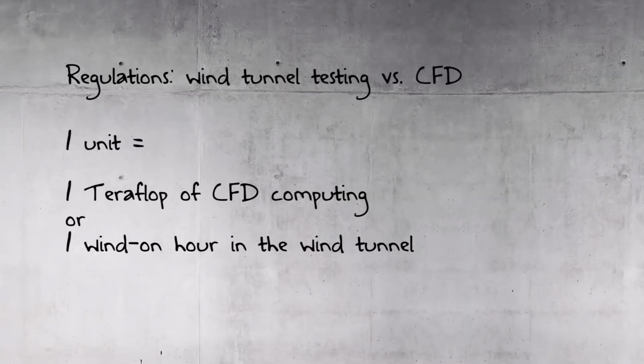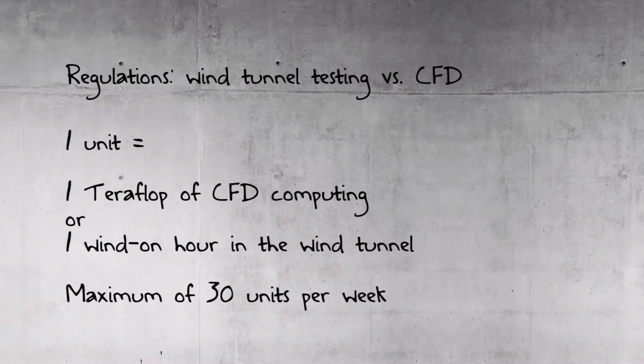Now, aero research is limited today both for the wind tunnel and for CFD. With CFD, we can only use a certain amount of compute capacity while we're doing our calculations, and the equivalent in wind tunnel terms is wind on hours. So the amount of time you spend in the tunnel with actually the wind running. And we can exchange between the two, and we add up what we call units. So we have a limit of 30 units at the moment that we add up.